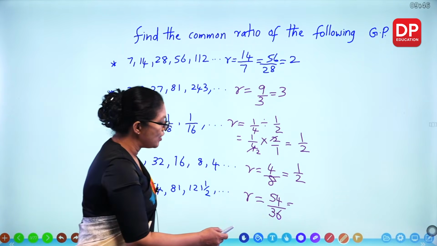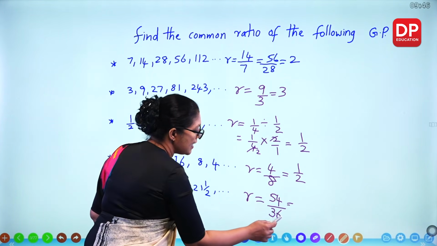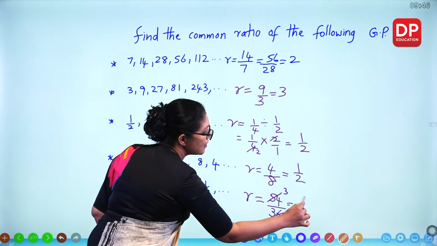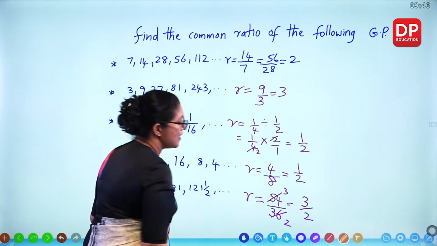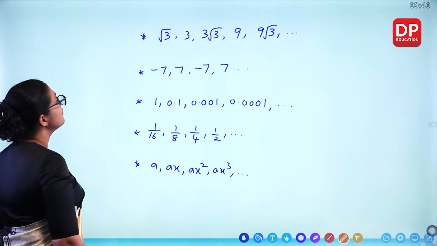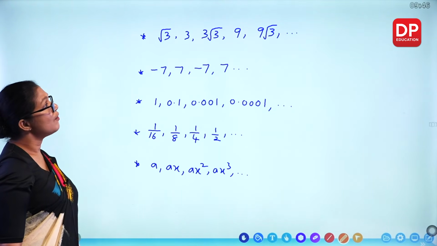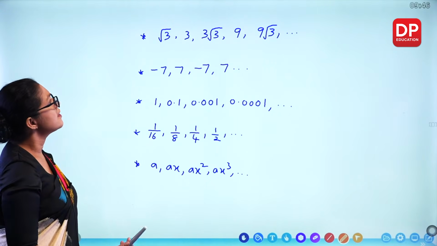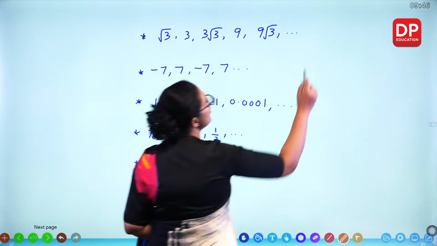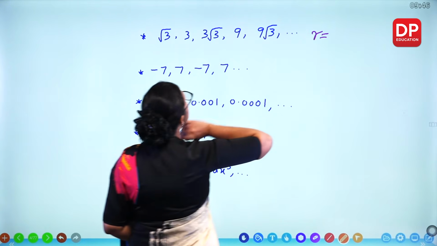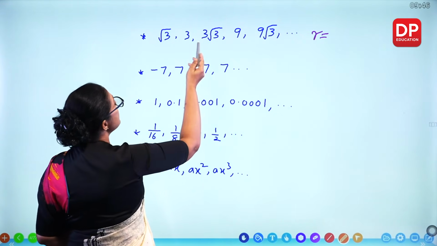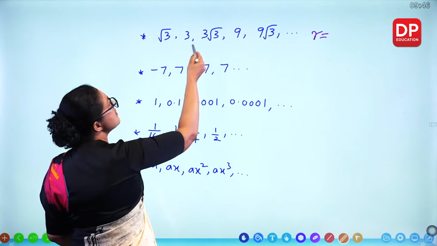So here when you divide by 18, 18 times 2, 18 times 3. So the ratio is 3 over 2. Look at these examples. Now you get surds also. But it's easy to find the common ratio. What's the common ratio? Take any term, divide by its previous term. I can take this one easily.